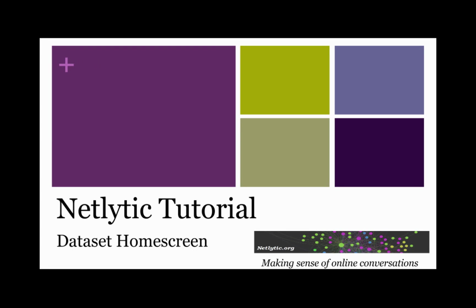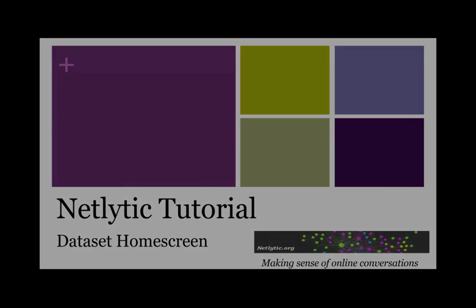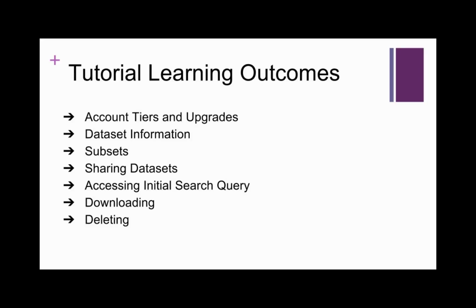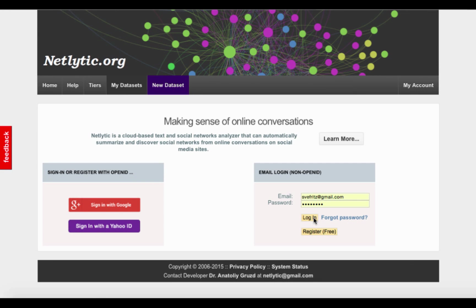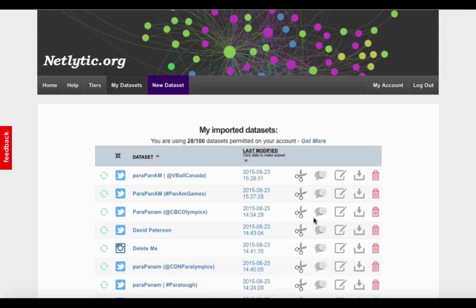Welcome to Netlytic's online tutorial on the Dataset home screen. The following segment will cover the main features on your Netlytic data home screen, including upgrading your account, information about your datasets and creating subsets, sharing datasets with colleagues, accessing the initial search query, as well as downloading and permanently deleting datasets. Begin by logging into Netlytic and navigate to the My Datasets home screen.